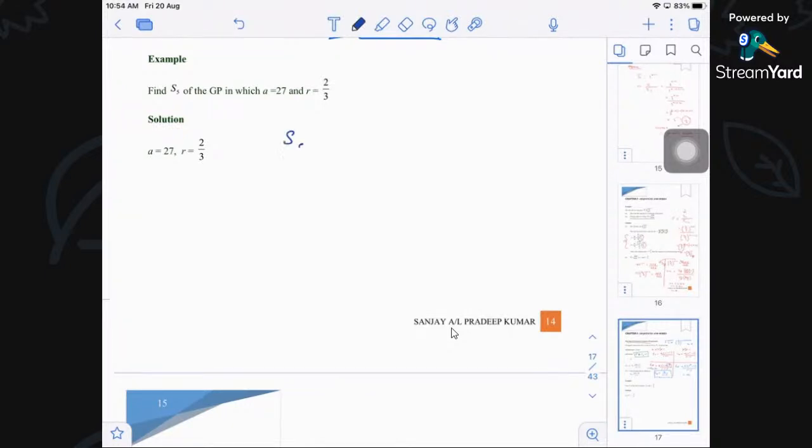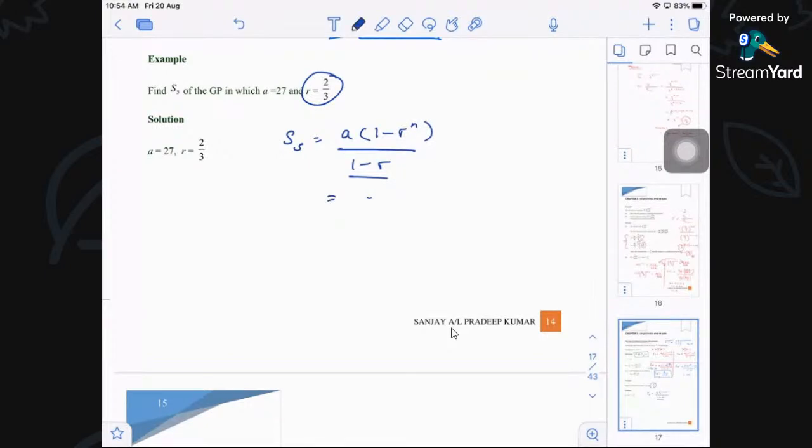So I know S5 is going to be A. I cannot be using R minus 1, I have to use 1 minus R. Why? Because R is a fraction. So I have to use 1 minus R there. So here will automatically follow 1 minus R to the power of n.